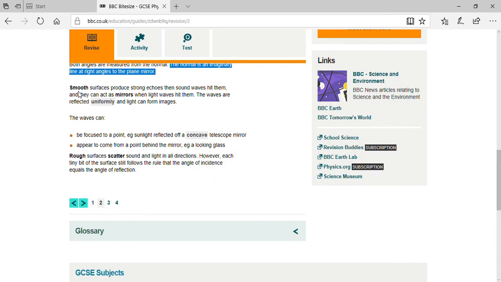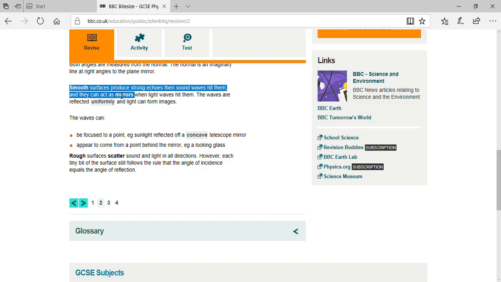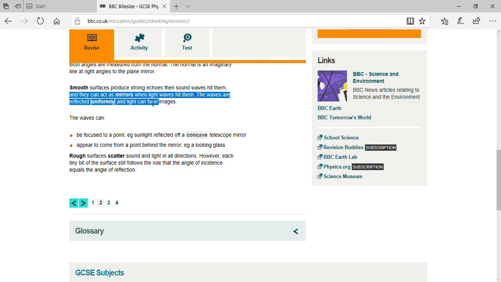A smooth surface is where reflection will be maximum. You also have to learn that a smooth surface produces a strong echo when sound waves hit it, and it acts just like a mirror when light waves hit it. The waves reflect uniformly and light can form images. The same sound that you make, you will hear over there. Secondly, if you are using light, whatever color of light you use, after reflection you will obtain the same color of light again.